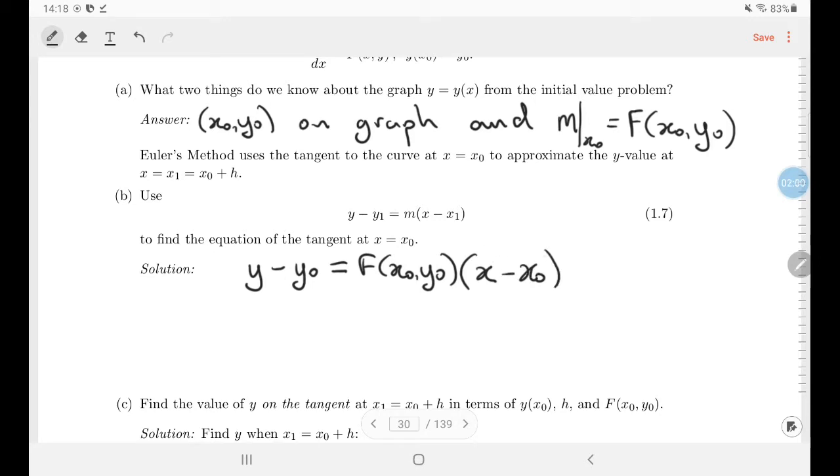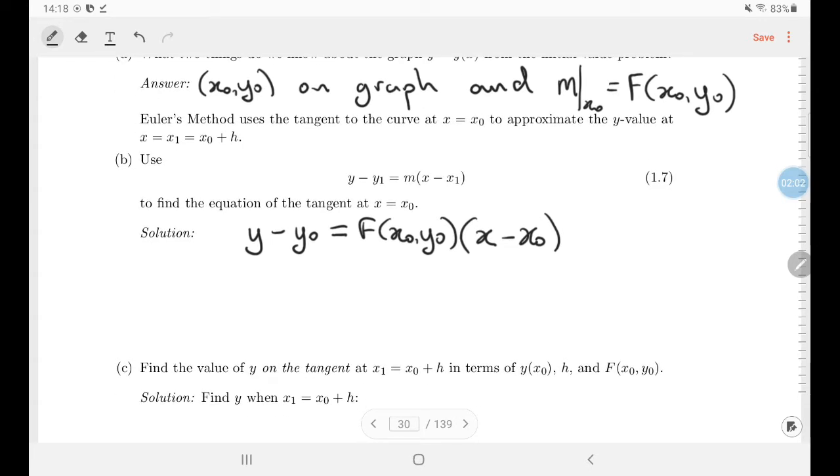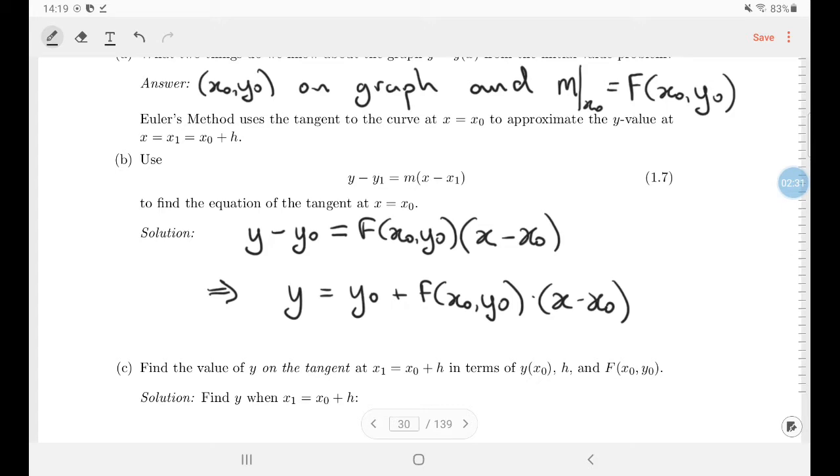So all I just have to do here really is add on the y0 to both sides. So the equation of the tangent line is y equal to y0 plus big F of x0, y0 times x minus x0. Okay, that's all that is. Find the value of y on the tangent at x1 equal to x0 plus h in terms of these.